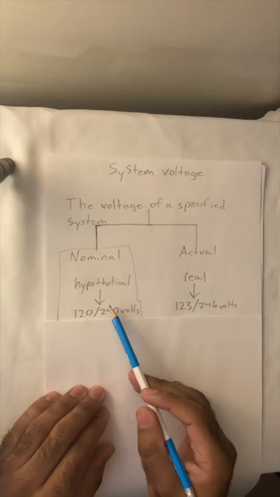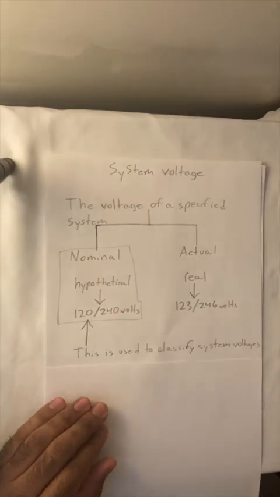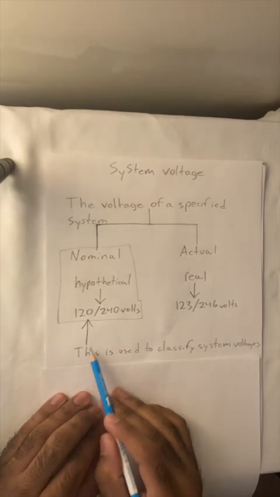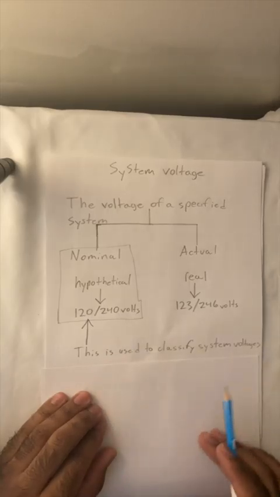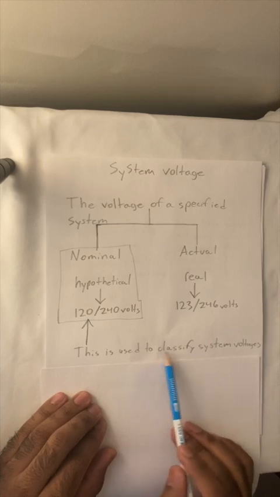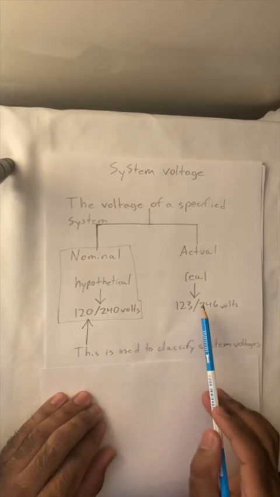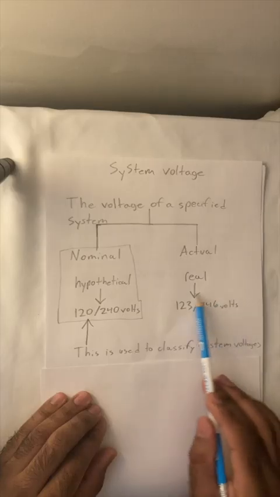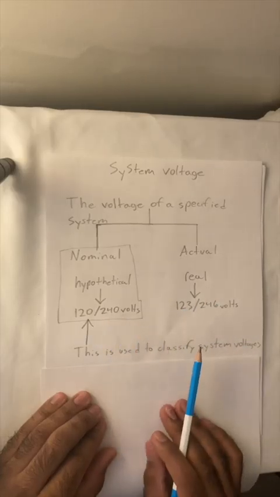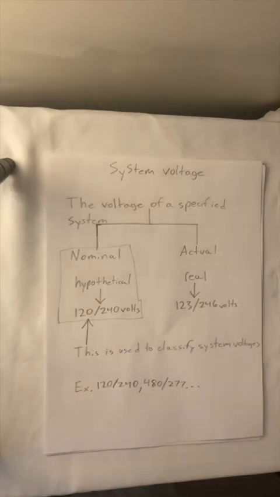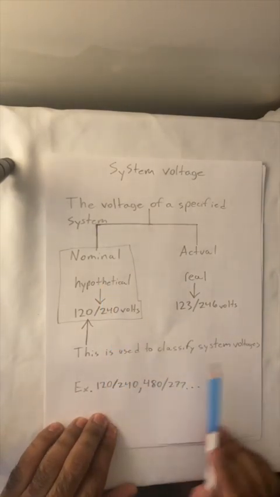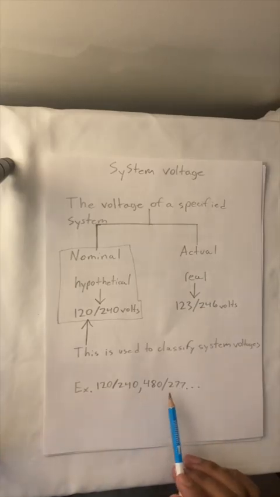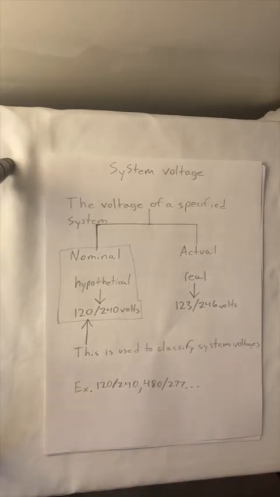The important thing to take here is that the nominal voltage is actually what is used to classify the system voltages. That is, this system's nominal voltage would be 122.40. For example, there are several types of nominal system voltages. There's 120, 240, 480, 277. There are other types of system voltages as well.